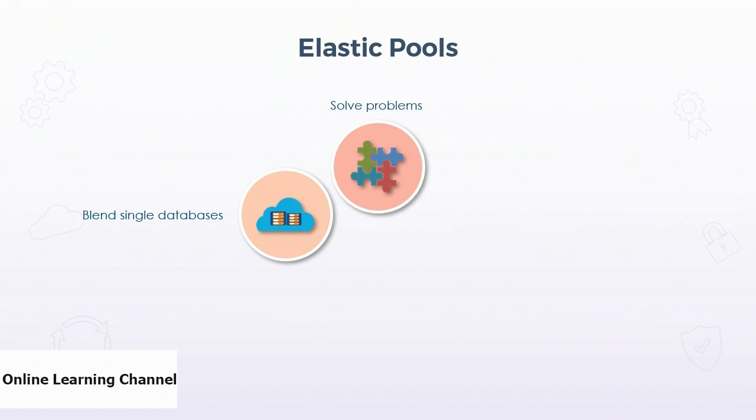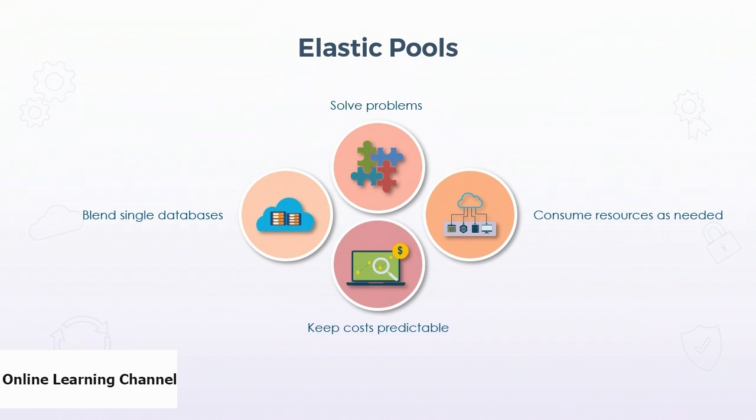Elastic pools solve the problem of varying resource requirements for databases by allowing the databases in the pool to draw from a common pool of resources. You can set a cap on resource usage of the pool as a whole, and also control minimum and maximum resource usage per database. So with the proper configuration, you can consume only the resources that are needed when you need them, and this keeps your costs predictable.